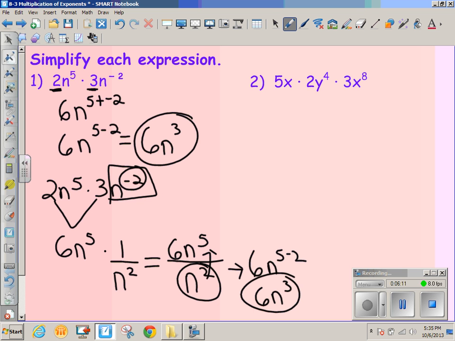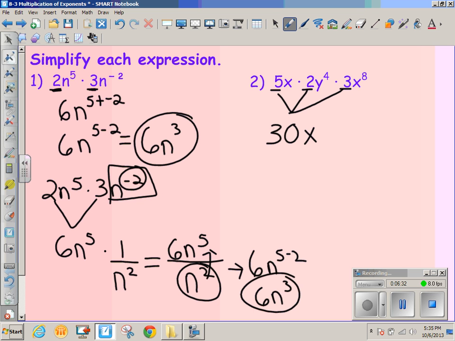Number 2, we want to first tackle the exponents. I know that I'm multiplying each time. So I have 5 times 2, which is 10 times 3. So we have 10 times 3, or 30. Now I have the exponent x, so we want to pay attention. I see that there are 2 variables. There's an x and there's a y.